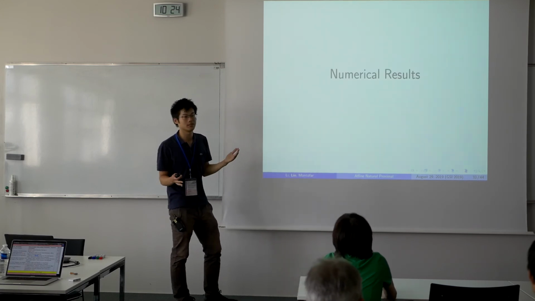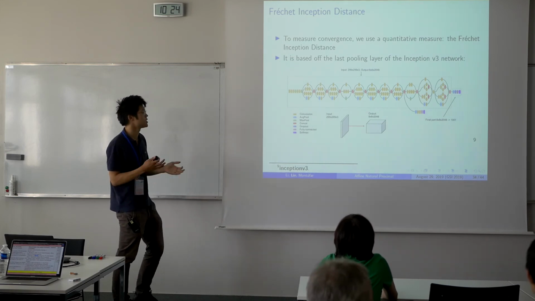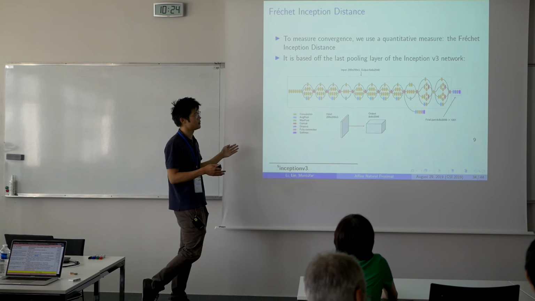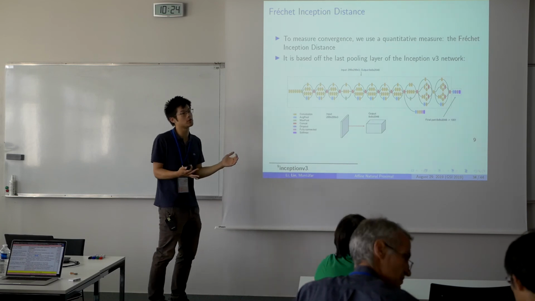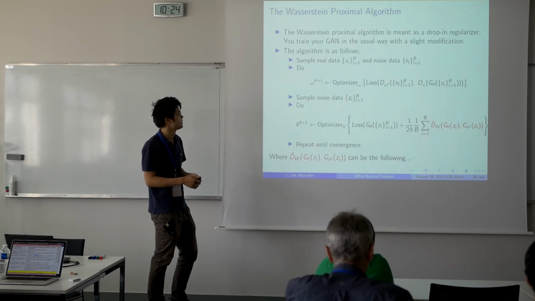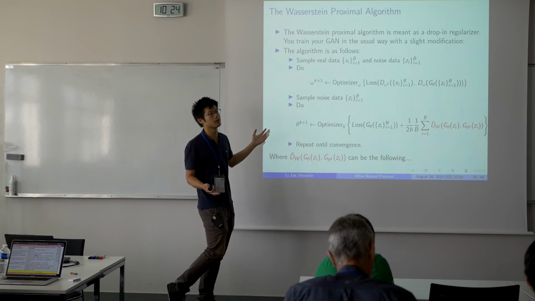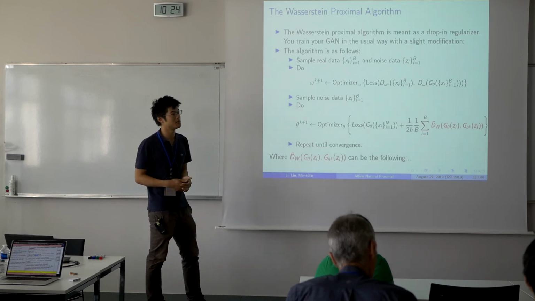OK, some numerical results. This is just applying ideas of the affine natural proximal. Just one last thing, something called the Frechet inception distance. Not really important, but it's just a way to evaluate the quality of your generated samples. So Wasserstein natural, this is just the algorithm that maybe you want to pause the video and look up later.